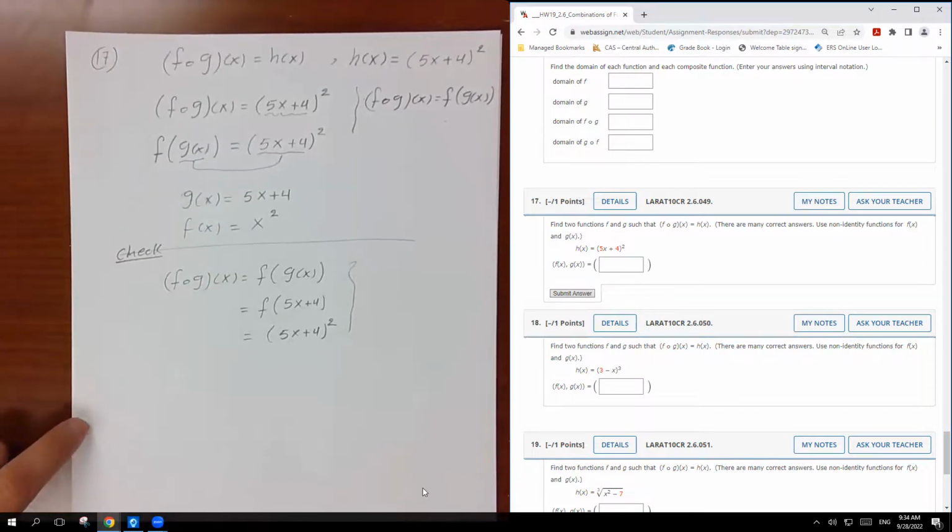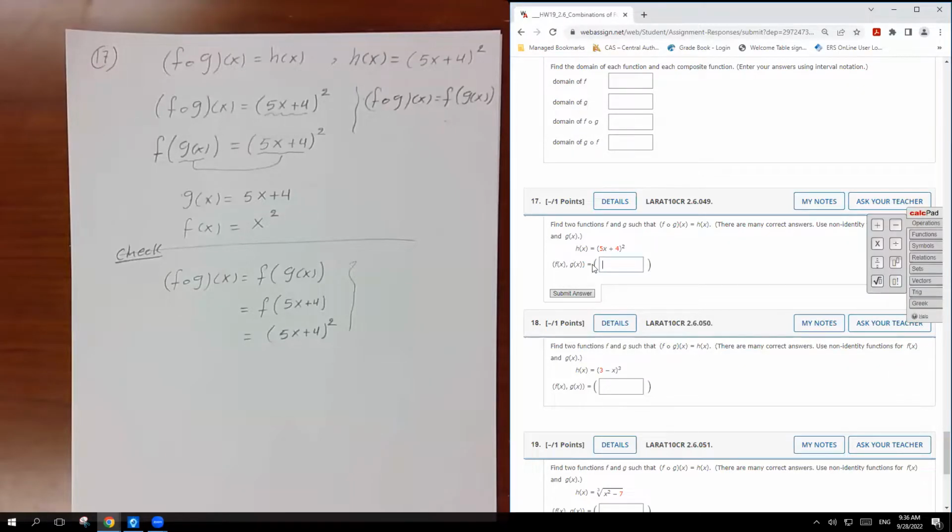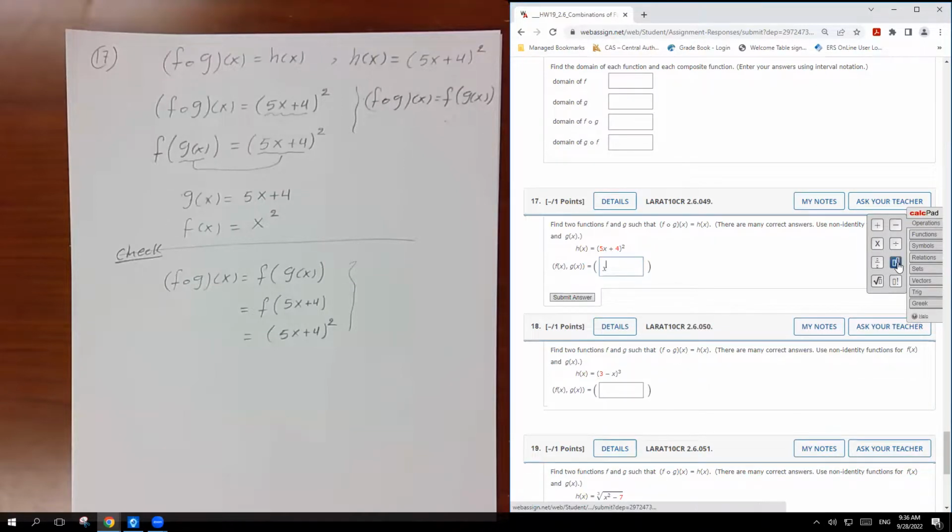Let's do another example. Let's check our solution. They're telling you to write down f of x first, which is x squared. Then I'm going to put a comma and write down g of x, which is 5x plus 4. That's how we're going to type it.